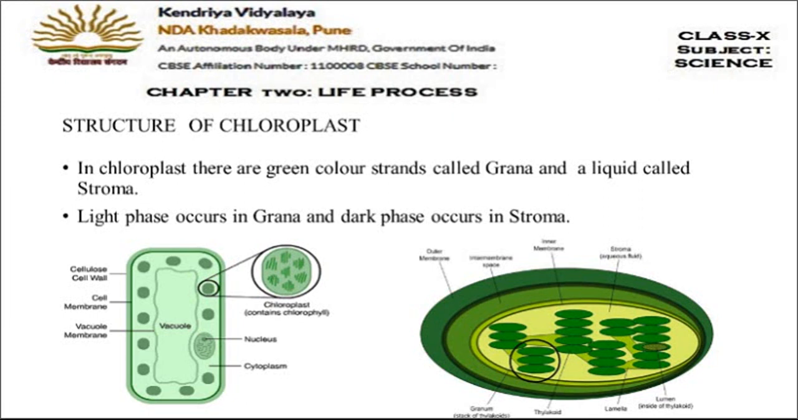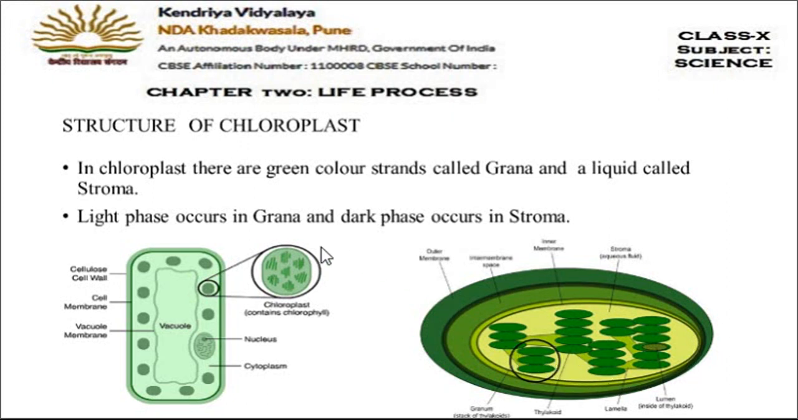So, chloroplast is the organelle which is present in the green leaves, and in the chloroplast you can see here some green color strands are shown, okay, which is circled here also. These green strands are called grana. Fine. And the liquid present at the base, this creamish colored liquid which is filled inside, is called the stroma.